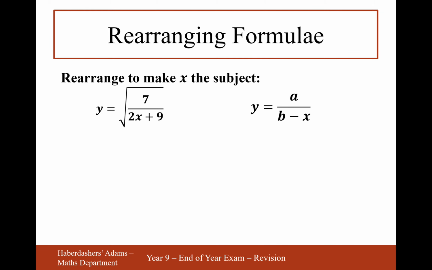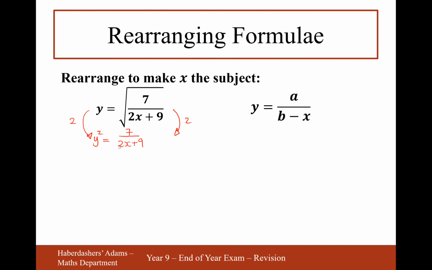Alright, let's move on to the next question. And the first thing I'll do with the left-hand one, make sure you've paused the video and given this a go, is to get rid of the big square root. And how do I get rid of a big square root? I do it by squaring both sides. So it's going to be y squared equals 7 over 2x plus 9.